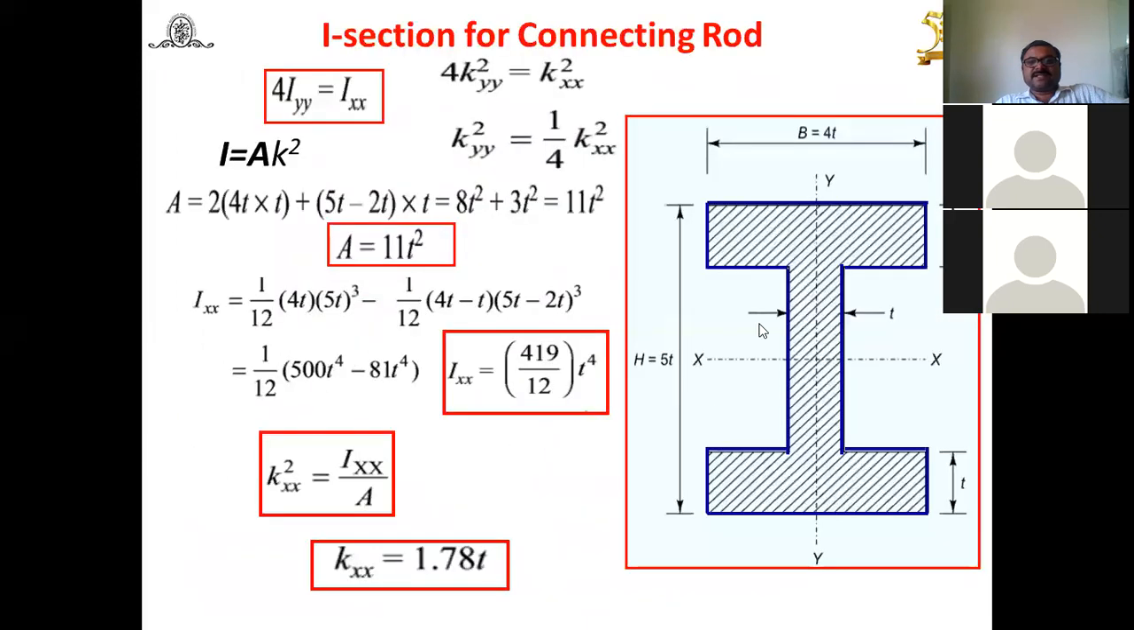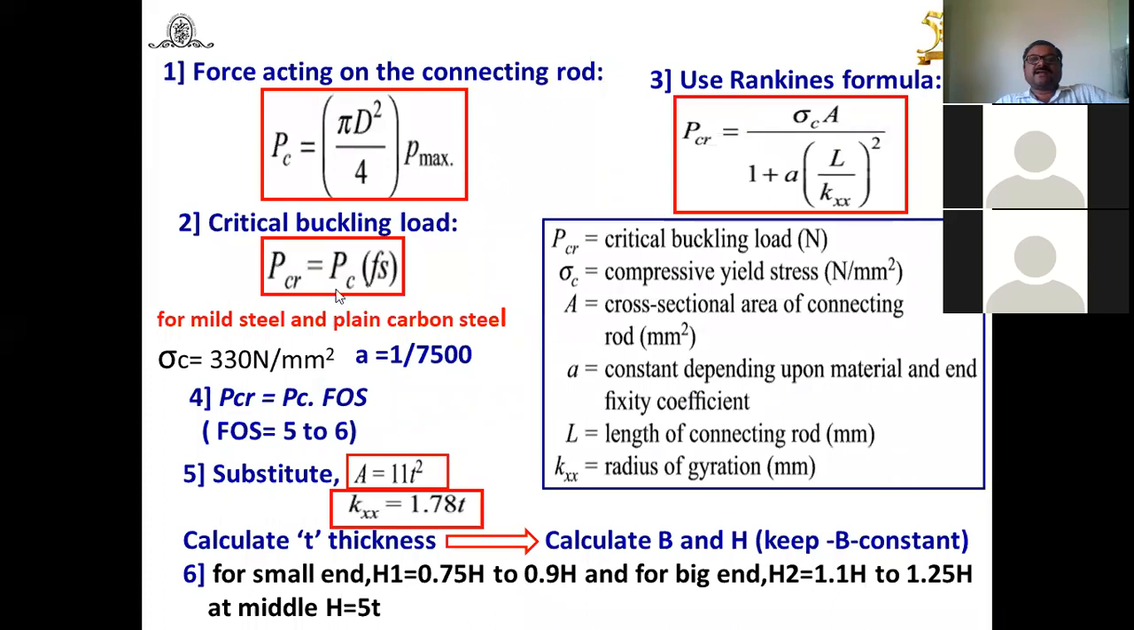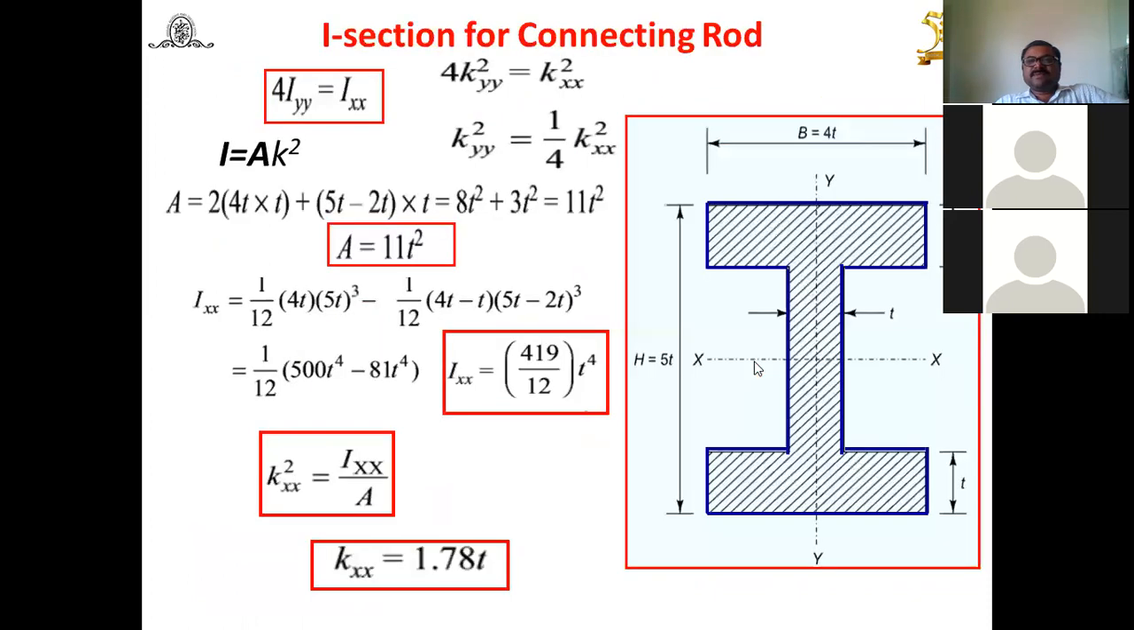Try to understand this T. Again, by using this expression, P_CR, which is equal to P_C into FOS, and substituting A and K_XX in terms of T, you will get this thickness T. And once you know the T, we can easily find the B and H of the I section. Once you know the T, B is equal to 4T and H is equal to 5T.